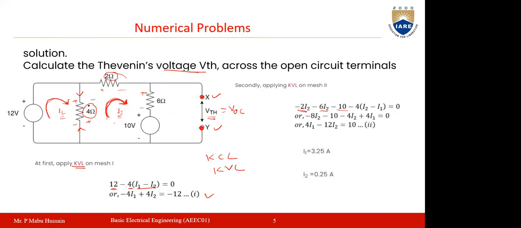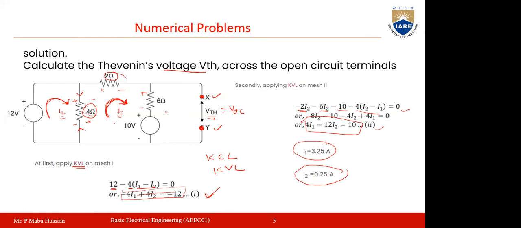And if you see the 4 ohms, then the current flowing through this is I2 minus I1. So 4 into (I2 minus I1) is equal to 0. Now you solve this, you get this equation for mesh 1. If you solve equation 1 and equation 2, you will get the loop currents. I1 you are getting here is 3.25 amperes and I2 is 0.25 amperes.